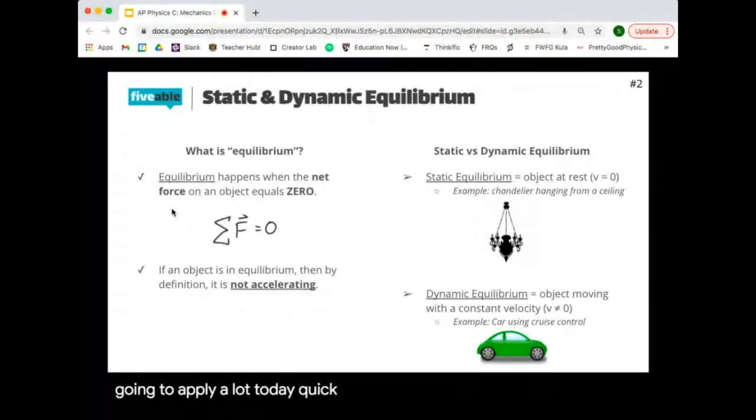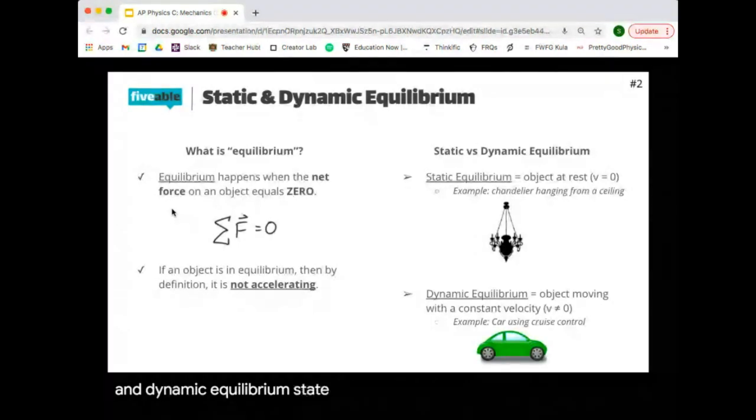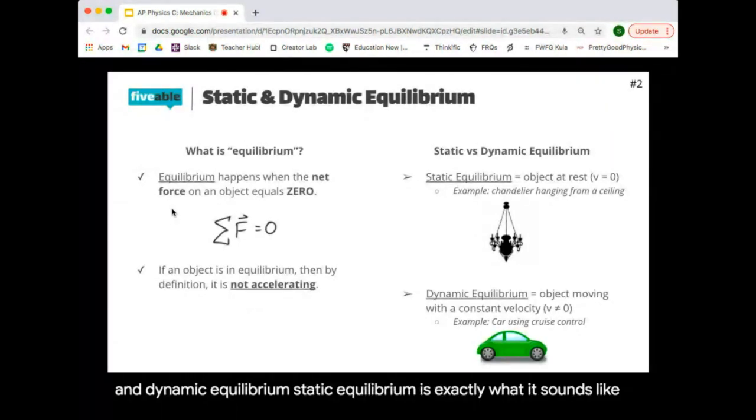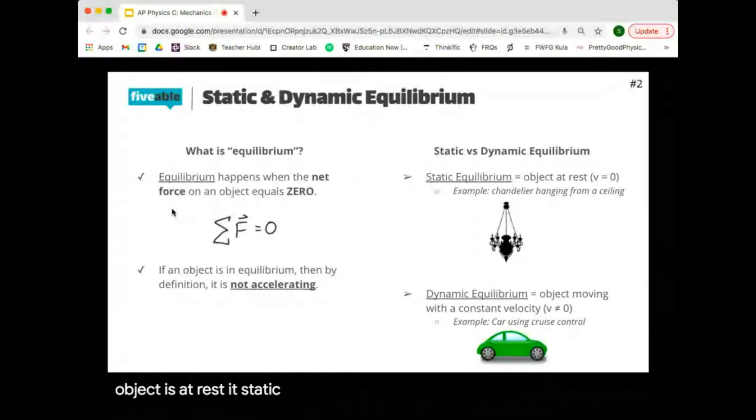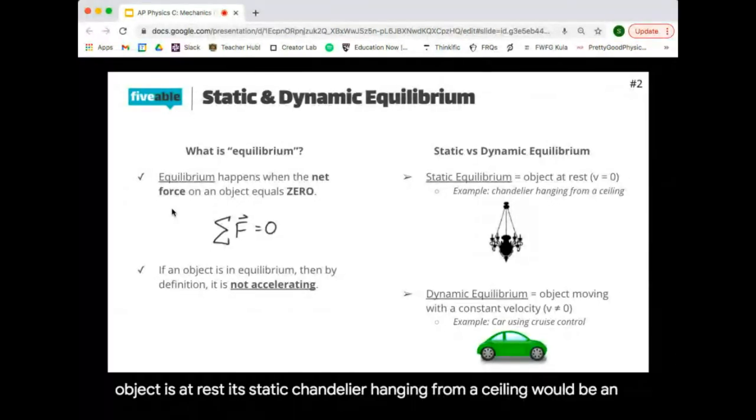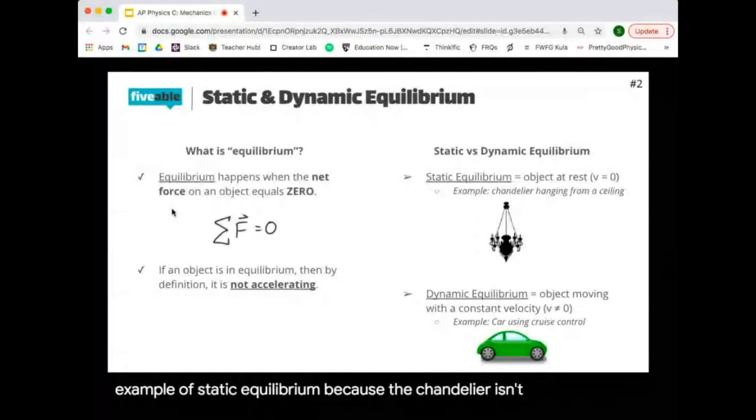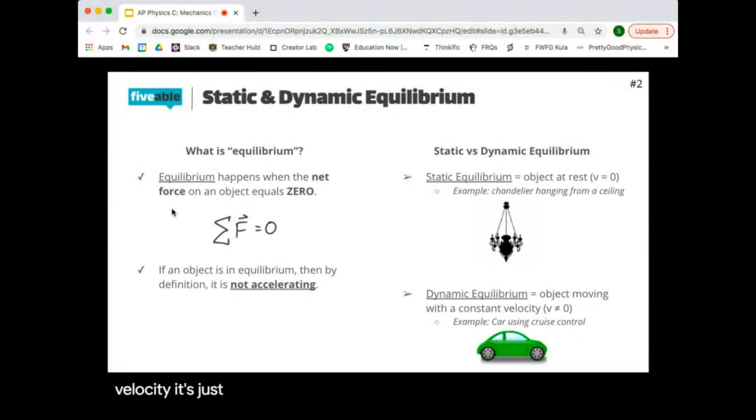Quick note, there is a difference between static and dynamic equilibrium. Static equilibrium is exactly what it sounds like. The object is at rest, it's static. A chandelier hanging from a ceiling would be an example of static equilibrium because the chandelier isn't moving at a velocity, it's just at rest.